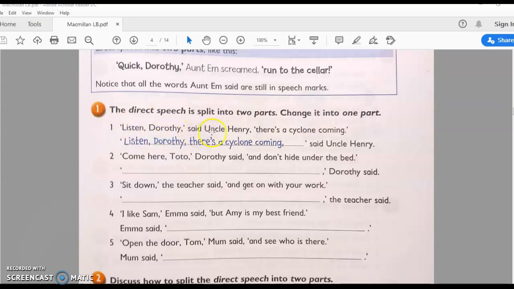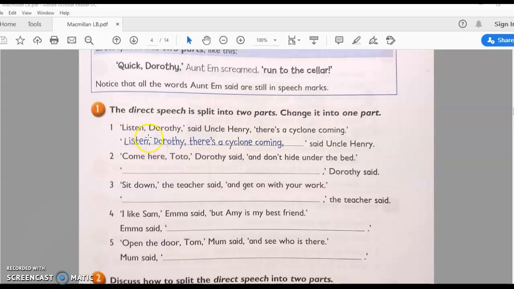"Listen, Dorothy," said Uncle Henry, "there's a cyclone coming." Okay, so what did Uncle Henry say? "Listen, Dorothy, there's a cyclone coming." Okay, and we put it in one sentence over here, and that's what you have to do. "Listen, Dorothy, there's a cyclone coming," said Uncle Henry. However, be very, very careful, because all the punctuation is still there. It still applies. We have to write it down, because it's still very important for the sentence.